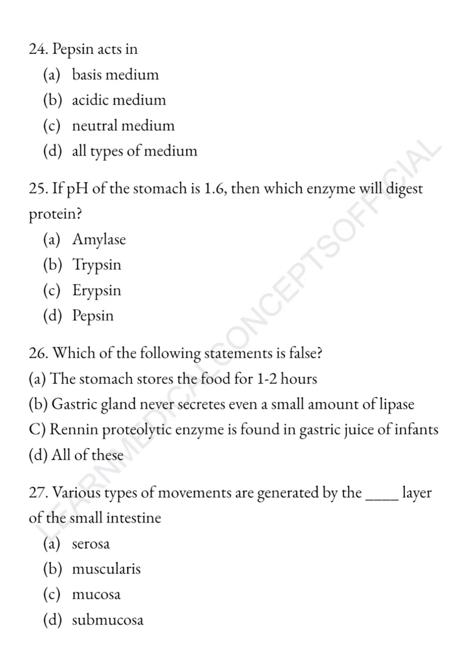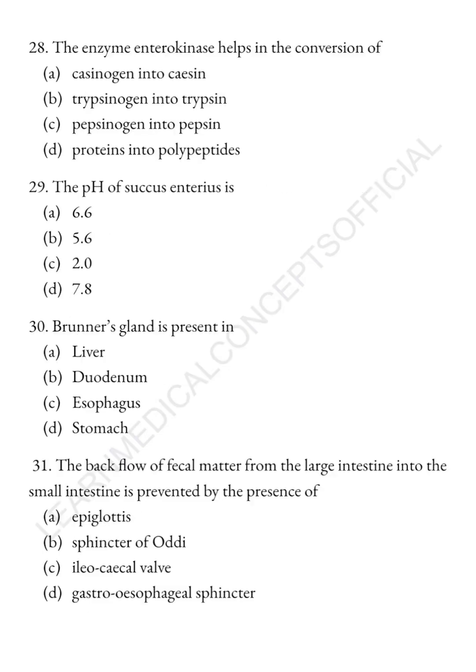And the correct option is option B, muscularis. 28th question, the enzyme enterokinase helps in the conversion of option A, caseinogen into casein, option B, trypsinogen into trypsin, option C, pepsinogen into pepsin, option D, proteins into polypeptides. And your time starts now. And the correct option is option B, trypsinogen into trypsin.